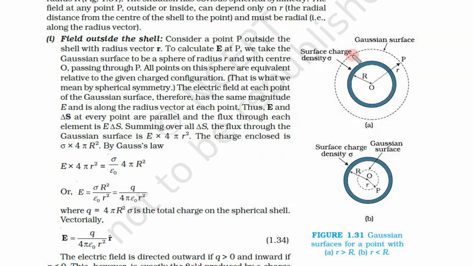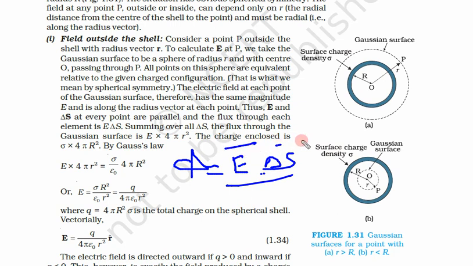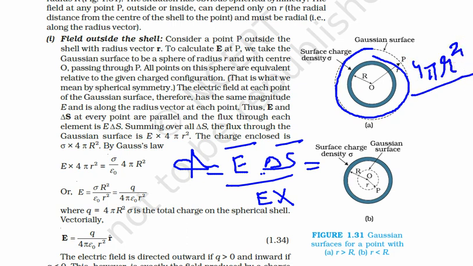So for the first case, let us solve. Flux phi is equal to E dot delta S. Now this dot is gone because both are in the same direction, so this is simply E. Now what is the surface area? The surface area of this Gaussian surface is 4 pi r square. You know the surface area of any sphere is 4 pi r square and the radius is small r. So this is E into 4 pi r square. This is the flux.